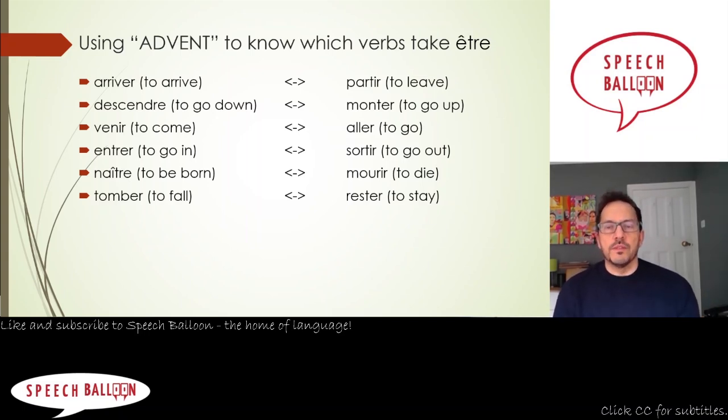So we start with arriver, to arrive, partir, to leave, descendre, to go down, monter, to go up, venir, to come, aller, to go, entrer, to go in, sortir, to go out, naître, to be born, mourir, to die, tomber, to fall, rester, to stay.